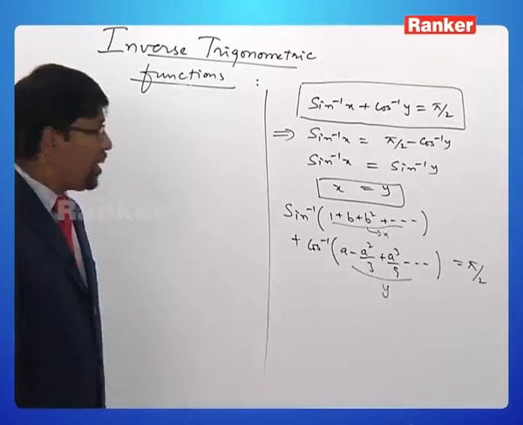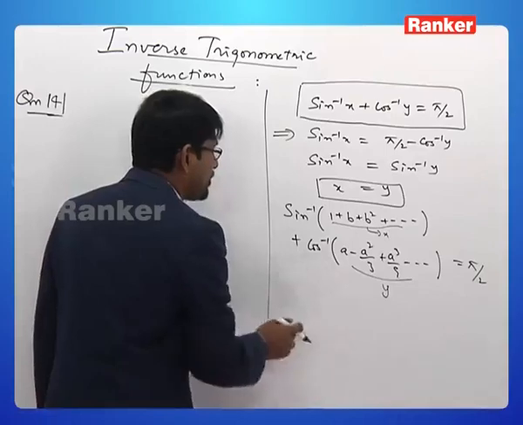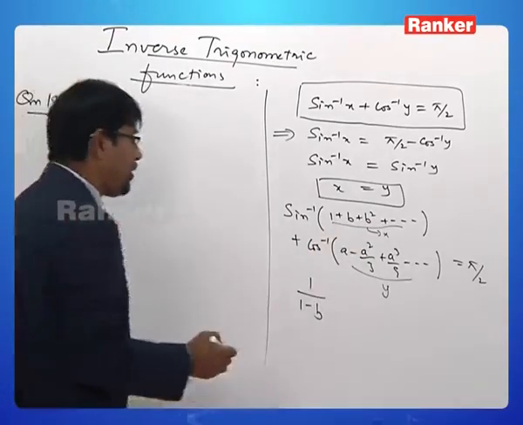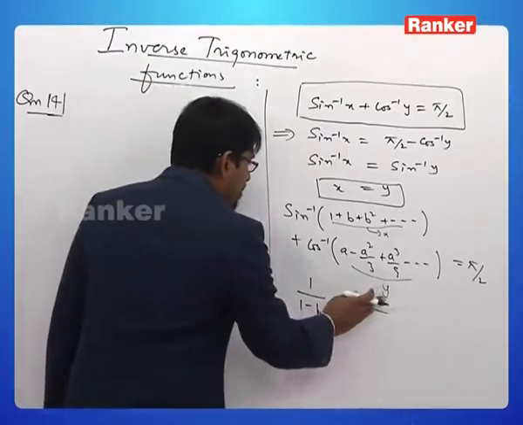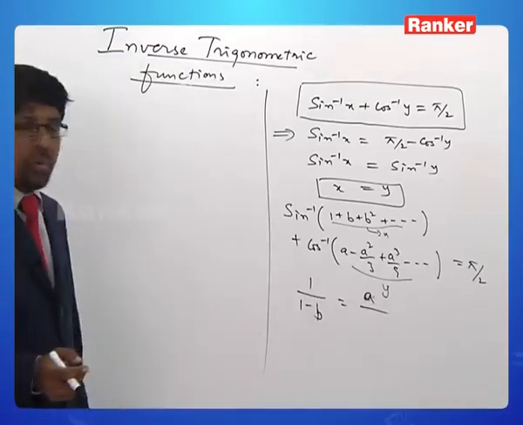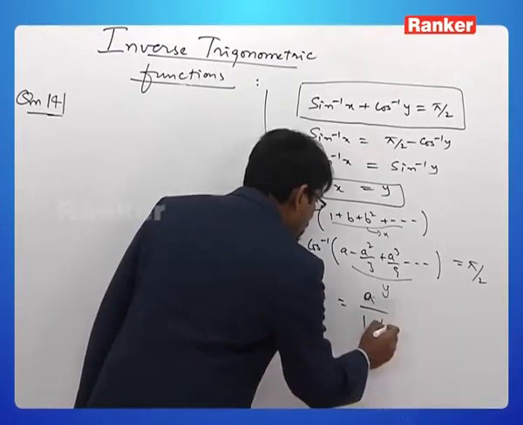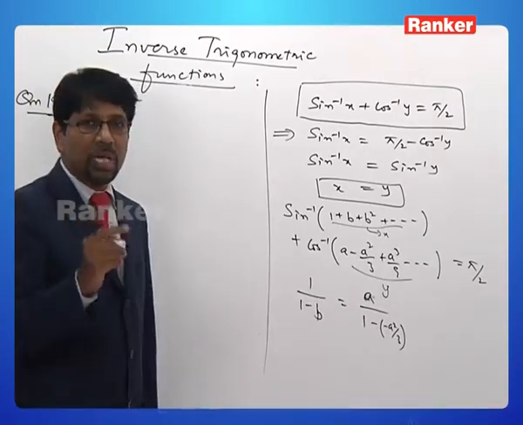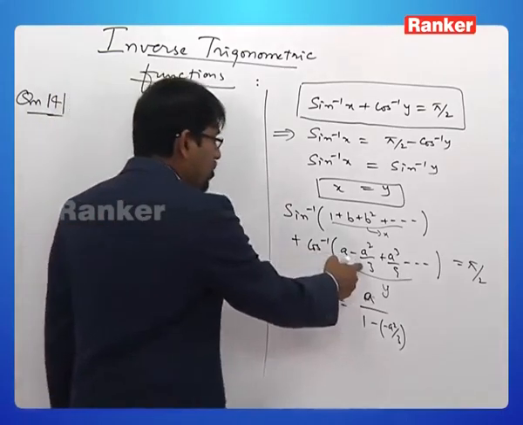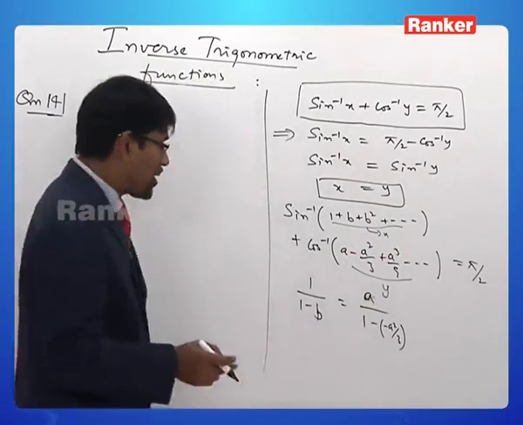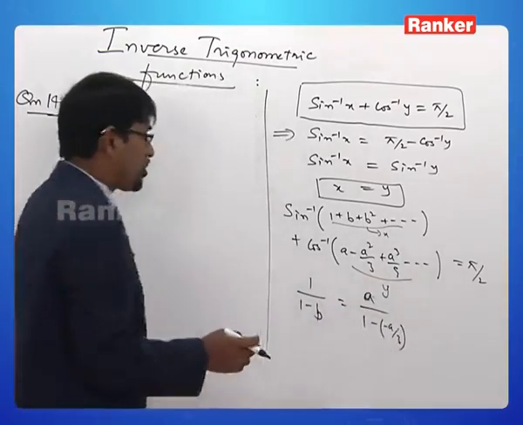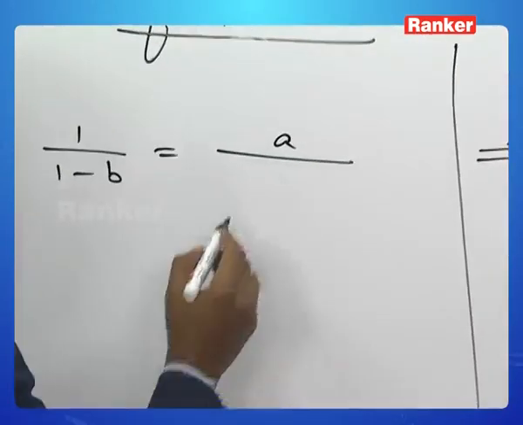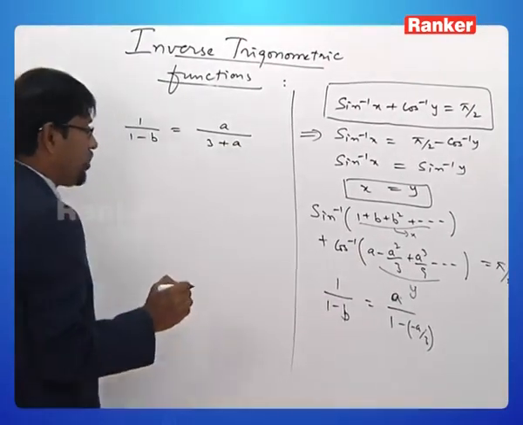Let me make an assumption that mod b is less than 1. So here we can write x in the form of 1 by 1 minus b. What about y? What is the first term? First term is a, and the common ratio is minus a square by 3 divided by a, that is minus a by 3. The infinite GP sum is the first term by 1 minus common ratio, so a by 1 minus of minus a by 3. Therefore, 1 by 1 minus b is equal to a by 3 plus a.